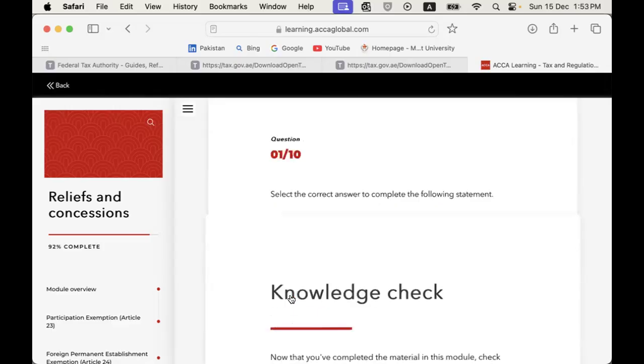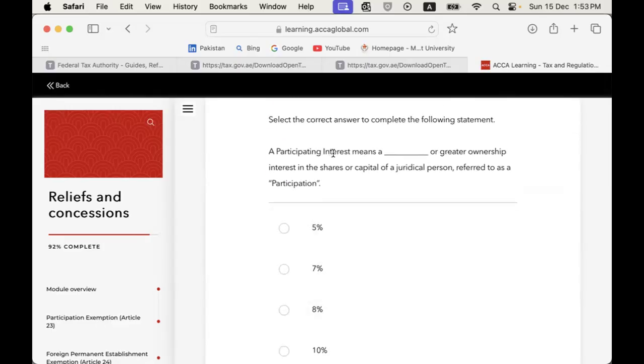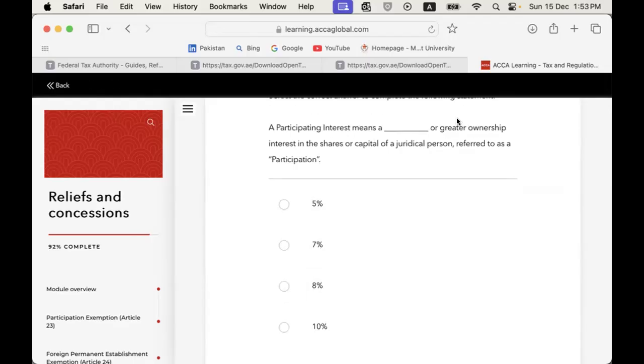Let us start off with the knowledge check. A participation interest means a dash percentage or greater ownership. 5%.